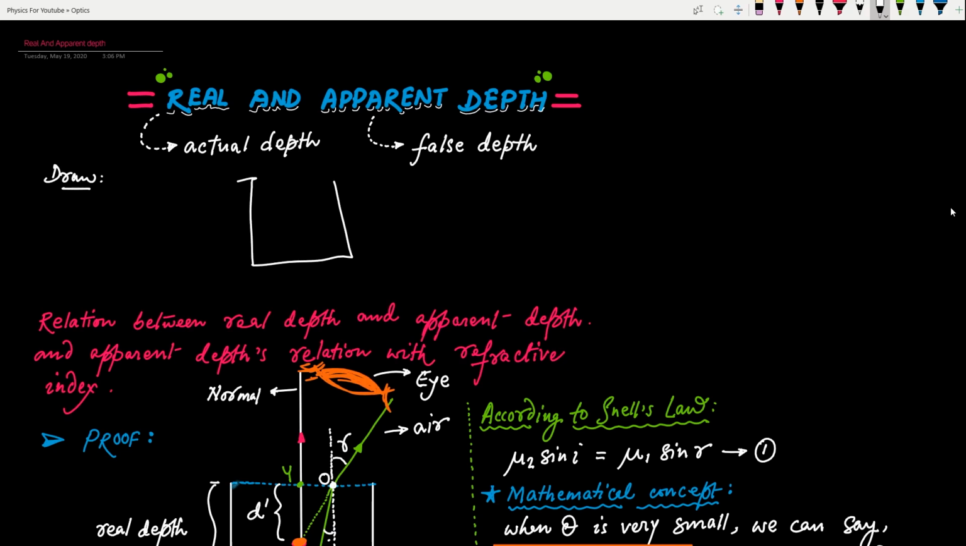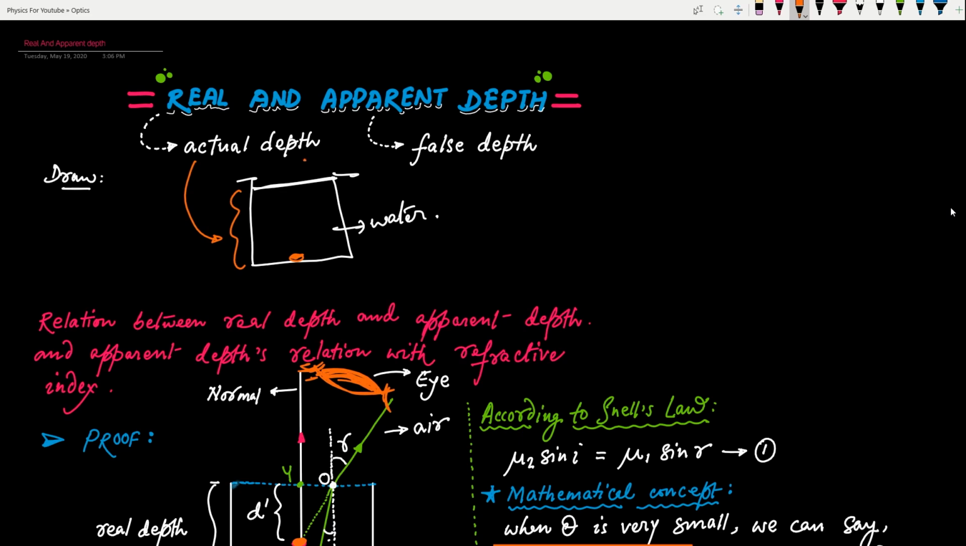Let me draw this thing and things will be easy. Suppose this is the bucket and in this it has water. Okay. Suppose we have kept a coin here. Then we will say that the coin is at a certain depth. So this certain depth that we are talking about is the actual depth. Okay, this is the actual depth. That is the actual depth at which the real coin is actually lying.